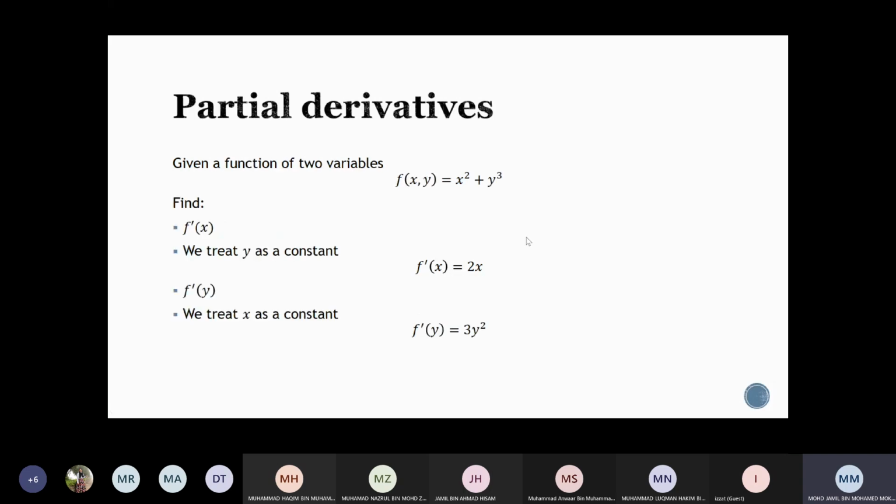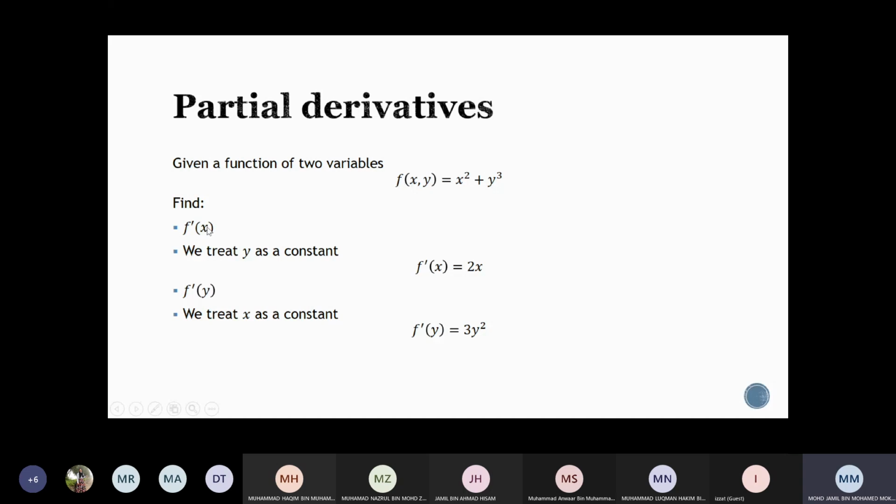So in this topic, we are going to introduce the partial derivative. Partial derivative is usually used when you have a function of more than one variable. So for example, f is a function of x and y at the same time. So for example, f equals x squared plus y cubed. So let's say you want to find f prime of x. So you differentiate f with respect to x. So we treat y as a constant value.